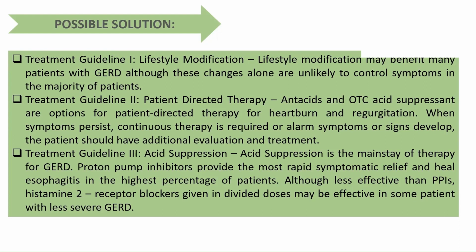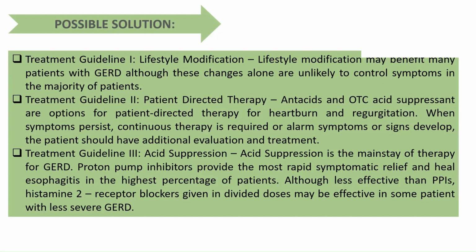Second, patient-directed therapy. Antacids and OTC acid suppressants are options for patient-directed therapy for heartburn and regurgitation. When symptoms persist, continuous therapy is required, or alarm symptoms or signs develop, the patient should have additional evaluation and treatment. Third guideline is acid suppression.